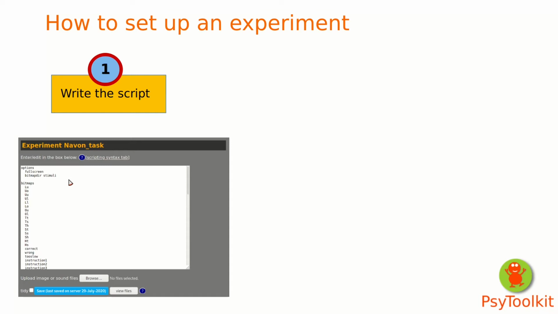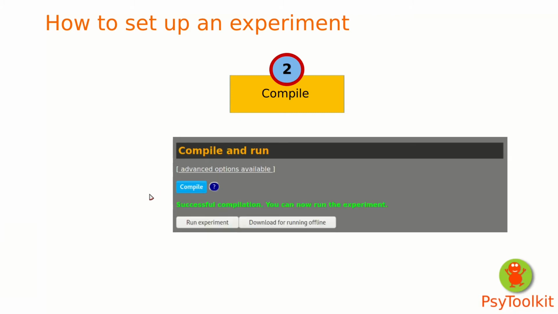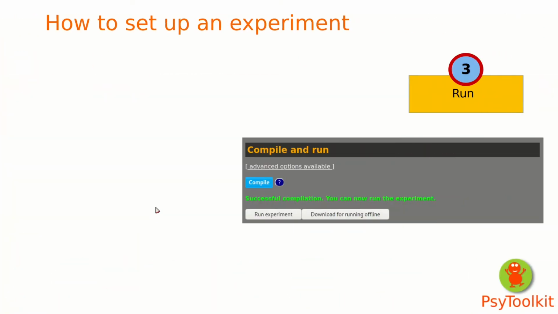So once you've written your script, which I'm going to teach you how to do in this tutorial, you click compile, and that just means you tell the computer to make it ready and check if there are any mistakes in your script, like a spelling mistake. If everything goes well, it says successful compilation. You can now run the experiment. And then the third step is actually running it. You click this button, run experiment, and then in your browser you will see what happens. And let me quickly show you that.